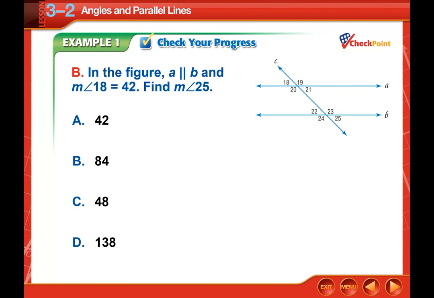Okay, in this figure, A is parallel to B, and the measure of angle 18 equals 42. We need to find the measure of angle 25. So we know this measure is still 42. To link over to 25, we can still use angle 22. So by the corresponding angles theorem, we find that this is 42, and then using the vertical angle theorem, we know that this is also 42.